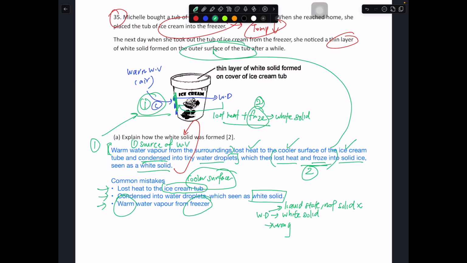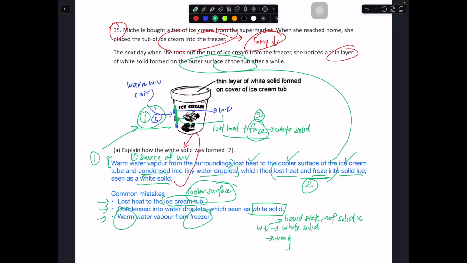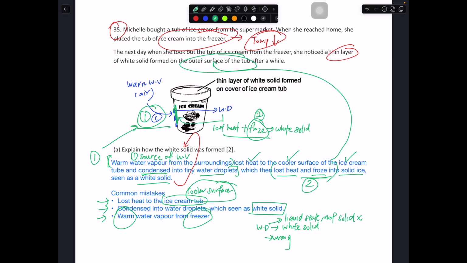It cannot be your source of warm water vapor. It will never be. And the story behind this is that the person has already taken the tub of ice cream out from the freezer. So the question is no longer talking about the freezer.